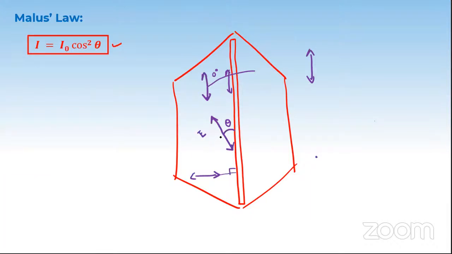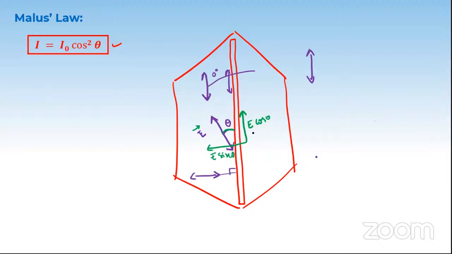Try to understand as much as possible. Okay, so if this is an electric field, it is a vector, and this is theta. If I resolve this electric field vector, this side component will become E cos theta, and this side component will become E sin theta.